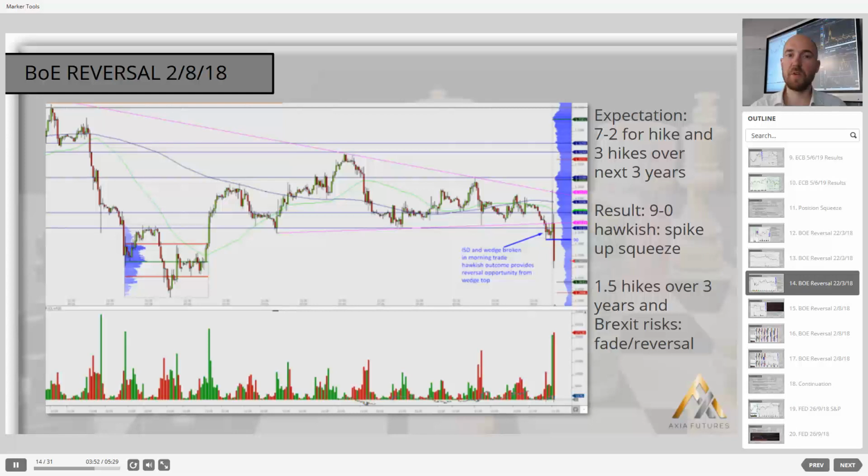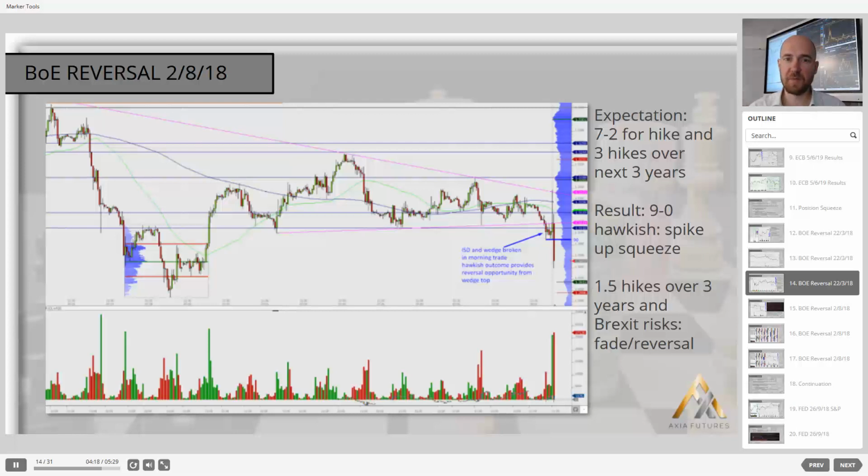Now what you in fact get is a result of a 9-0. So no dissenters to this rate hike. Everyone votes for the hike. And this is what then squeezes those short positions out. The initial reaction is this is hawkish, squeezes the short positions out, gets the spike to the top of the range, and then reverses.